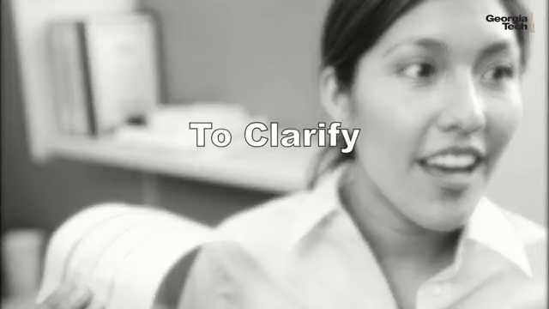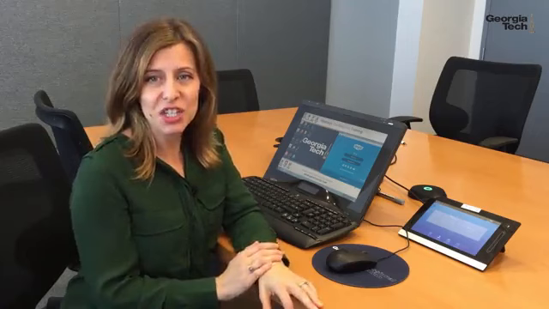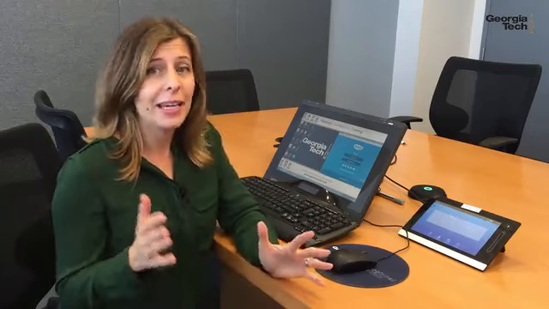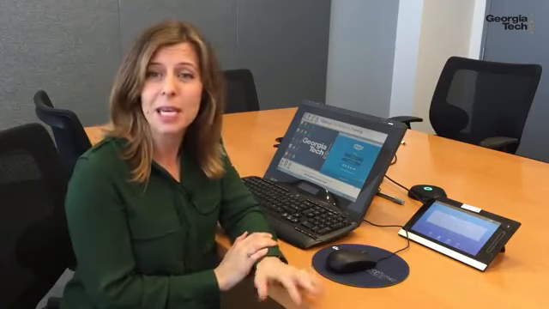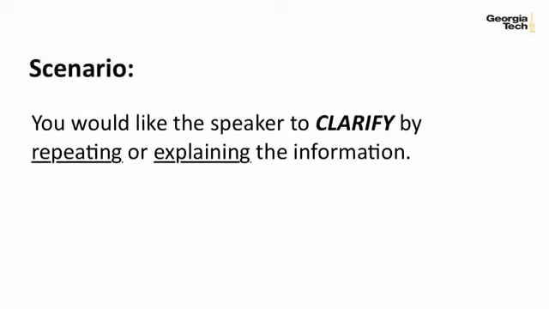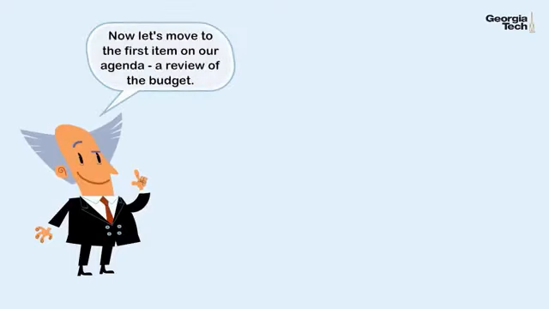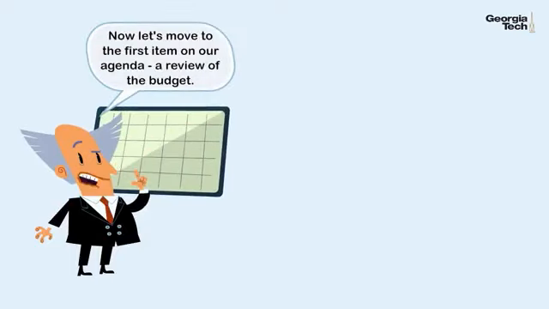Let's now look at how to clarify information. During a discussion, it's very important to be sure that you are following the conversation. Can you hear everyone? Do you understand what the others are saying and what they mean? When you don't, you can use one of these expressions to let speakers know you would like them to clarify by repeating or explaining something that they have just said to you so that you better understand it. Now let's move to the first item on our agenda, a review of the budget.